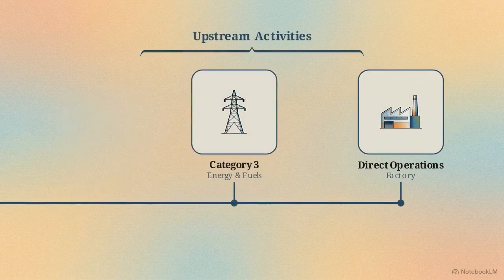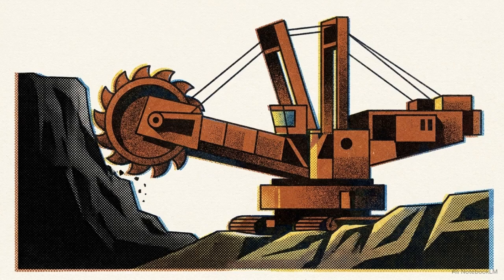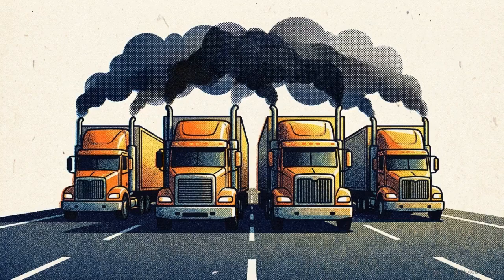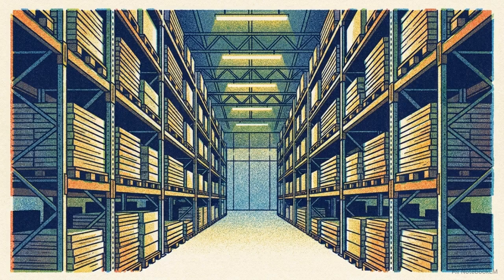Categories 3 and 4 track the energy and movement required to get things to the factory. This includes emissions from digging coal out of the ground before it is burned for electricity, as well as the exhaust from the freight trucks hauling raw timber to the facility doors. A company's environmental responsibility begins long before they actually manufacture a single item. They own the emissions required to simply stock their shelves and prepare for a day's work.